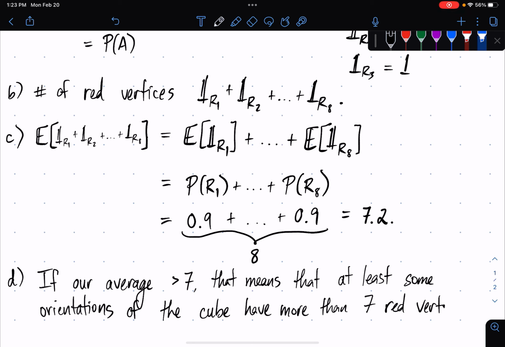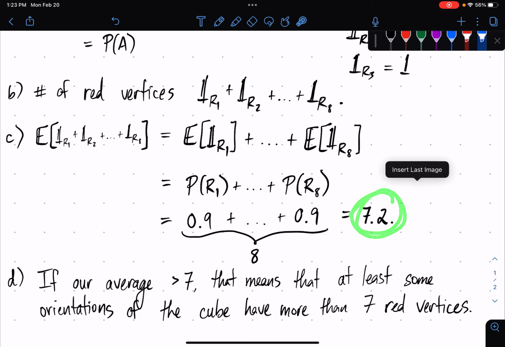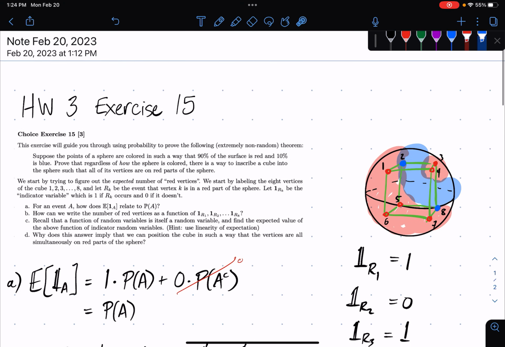In other words, if we're just averaging up things that are less than or equal to 7, well, then we're never going to get something like 7.2, right? So that's the idea of how you do homework 3, exercise 15.